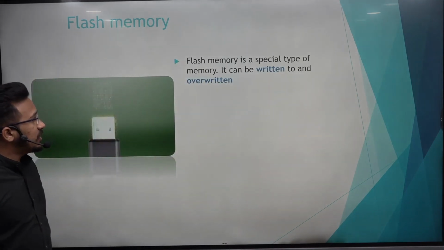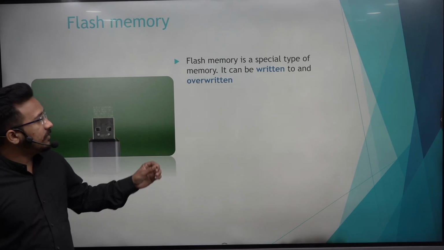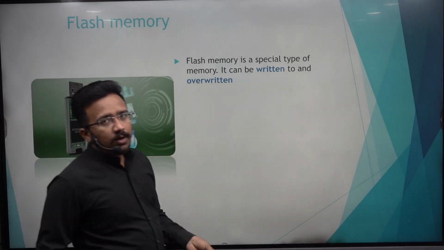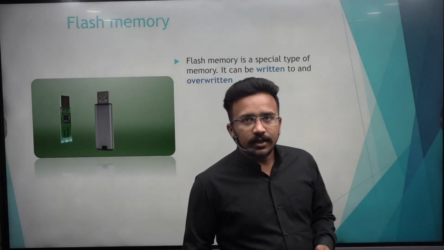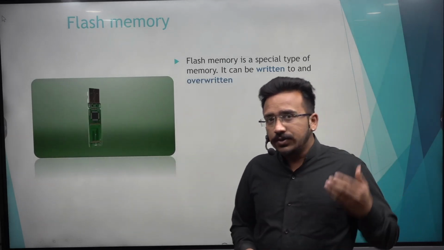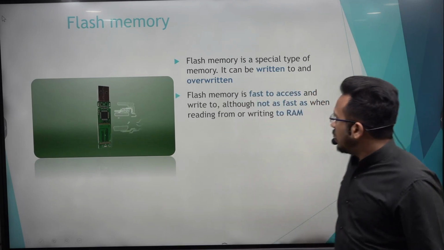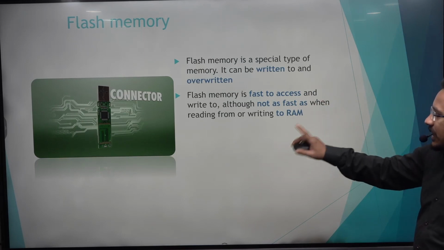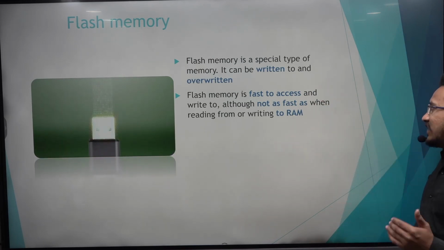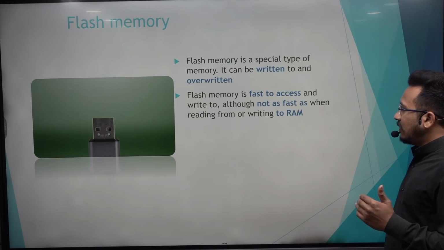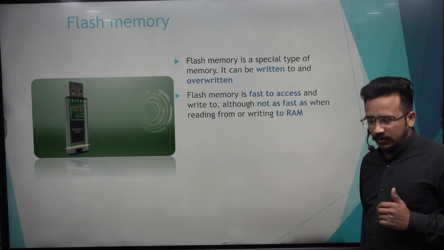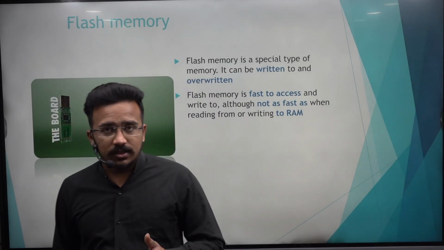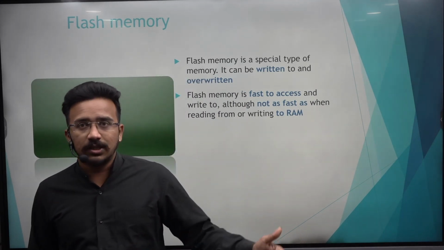Flash memory is a special type of memory. It can be written to and overwritten. You can write to them and also read from them. That is why it is often used for data transfer. Flash memory is fast to access and write to, although not as fast as reading or writing from a RAM. It is faster than a hard disk drive, but slower in comparison to the RAM.